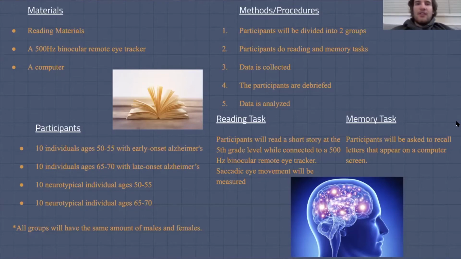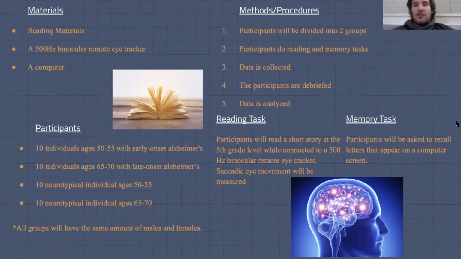As far as methods and procedures, individuals will arrive at our testing location. They'll be divided into 2 groups based off of whether they were neurotypical or whether they had Alzheimer's. And then each individual will be randomly assigned to either do the reading task first or the memory task first.